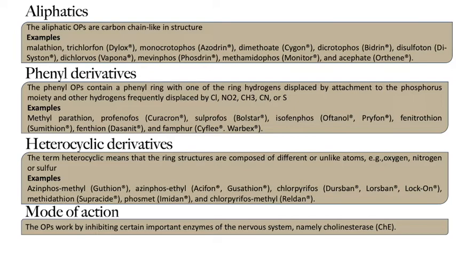The aliphatic OPs are carbon chain like in structure. The first OP brought to agriculture was TEPP in 1946, which belonged to this group. Other examples are malathion, trichlorfon, monocrotophos, dimethoate, dicrotophos, disulfoton, dichlorvos, mevinphos, methamidophos, and acephate.